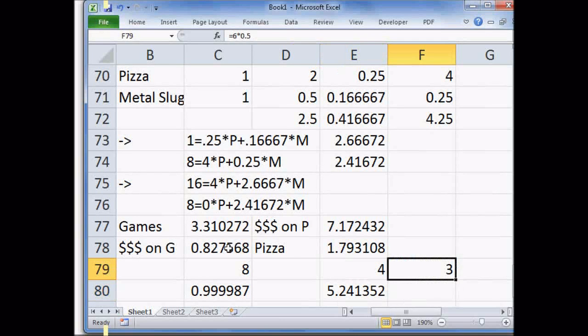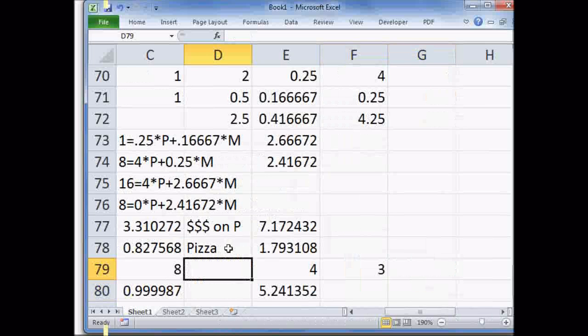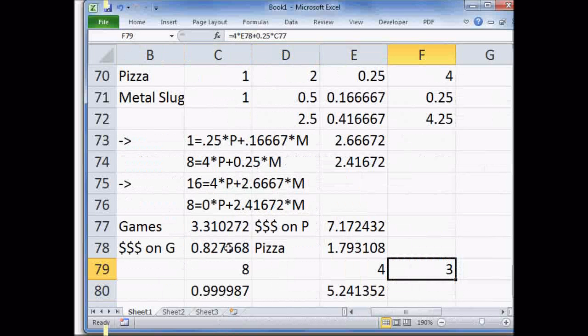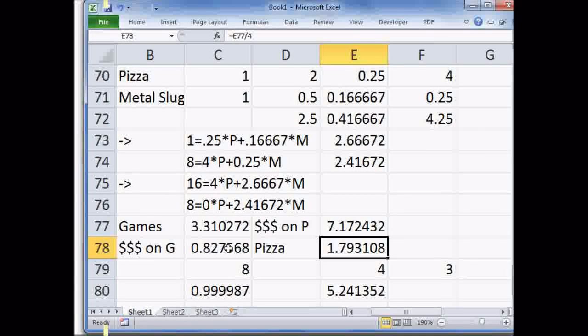These are the 3 corners of the optimal solution that we need to check to figure out which is best. Sometimes it's the all games solution, sometimes it's the all pizza solution, and sometimes it's the mixture, and it turned out to be the mixture. So our answer would be this number of pizza and this number of games.